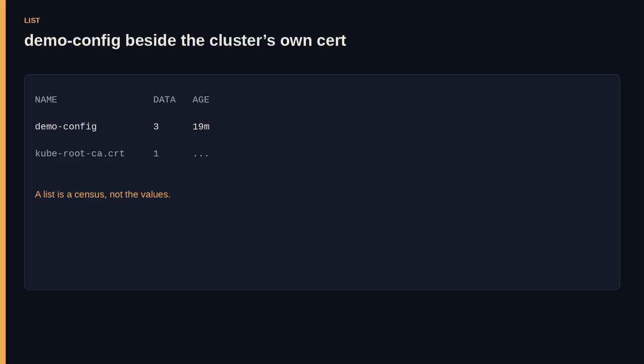If /etc/configmap already existed in the image with different files, the mount can hide them. The path is a contract. Choose it the way you would choose a street address: unique, obvious, and not already occupied.